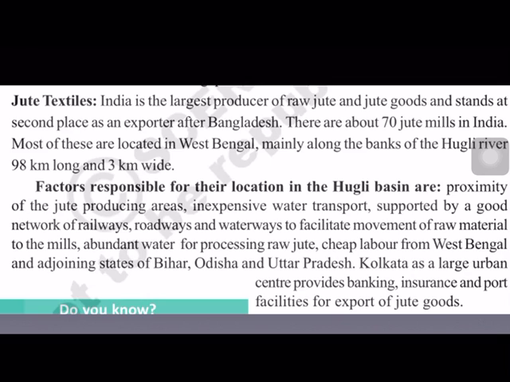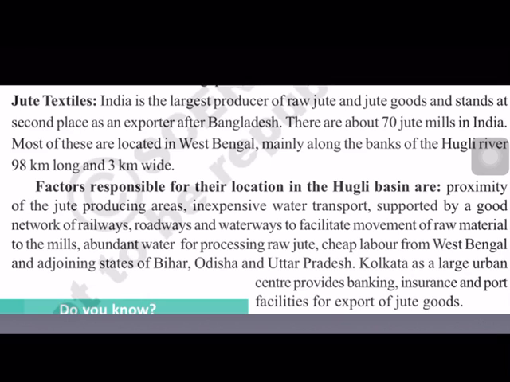First of all, India is the largest producer of raw jute and jute goods, and in exporting jute it is in second place. Largest producer, India; second largest producer, Bangladesh. Largest exporter, Bangladesh; second largest exporter, India. There are about 70 jute mills in India, and most of these are located in West Bengal, mainly in the Hooghly Basin, along the banks of the Hooghly River, 90 kilometers long and 3 kilometers wide.